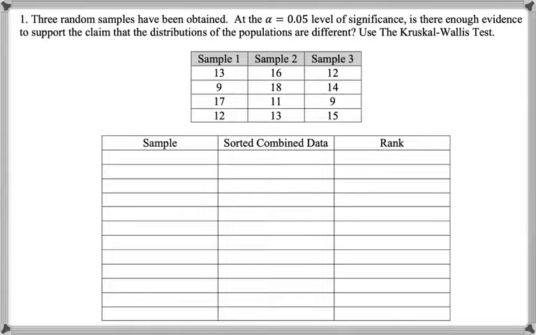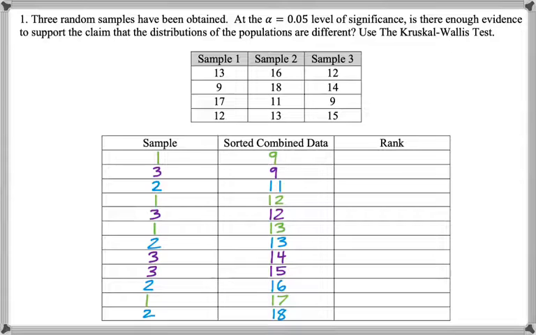So the lowest value is 9, and that's found in samples 1 and 3. Next is 11 from sample 2, 12 from samples 1 and 3, 13 from samples 1 and 2, 14 from sample 3, 15 from sample 3, 16 from sample 2, 17 from sample 1, and 18 from sample 2.